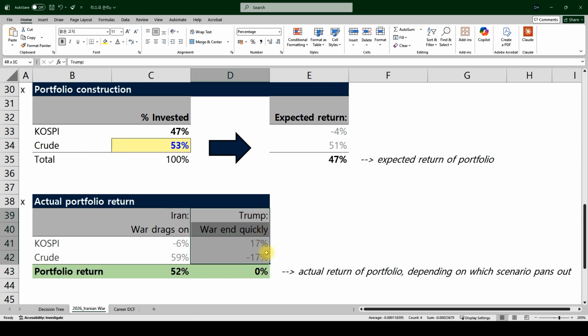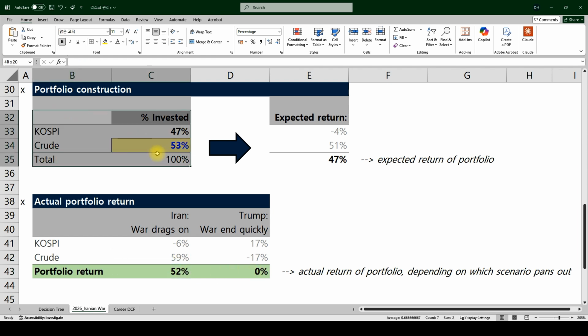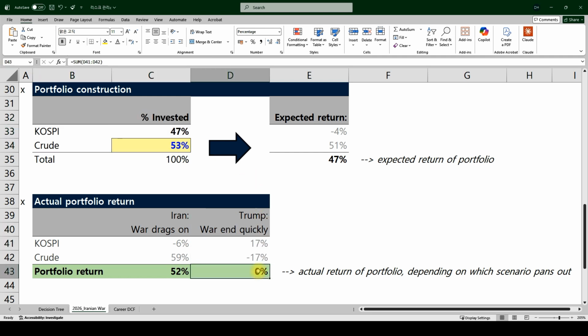Then, if the war ends quickly, I will lose money in the crude, but since Kospi will rebound, I can offset that loss. Of course, in this scenario, I'll make less money if the war drags on and crude price increases. But the key point is that by using this calculated risk and adjusting my investment into each of these assets, I can manage how much money I could lose even in the scenario when I fail to project.